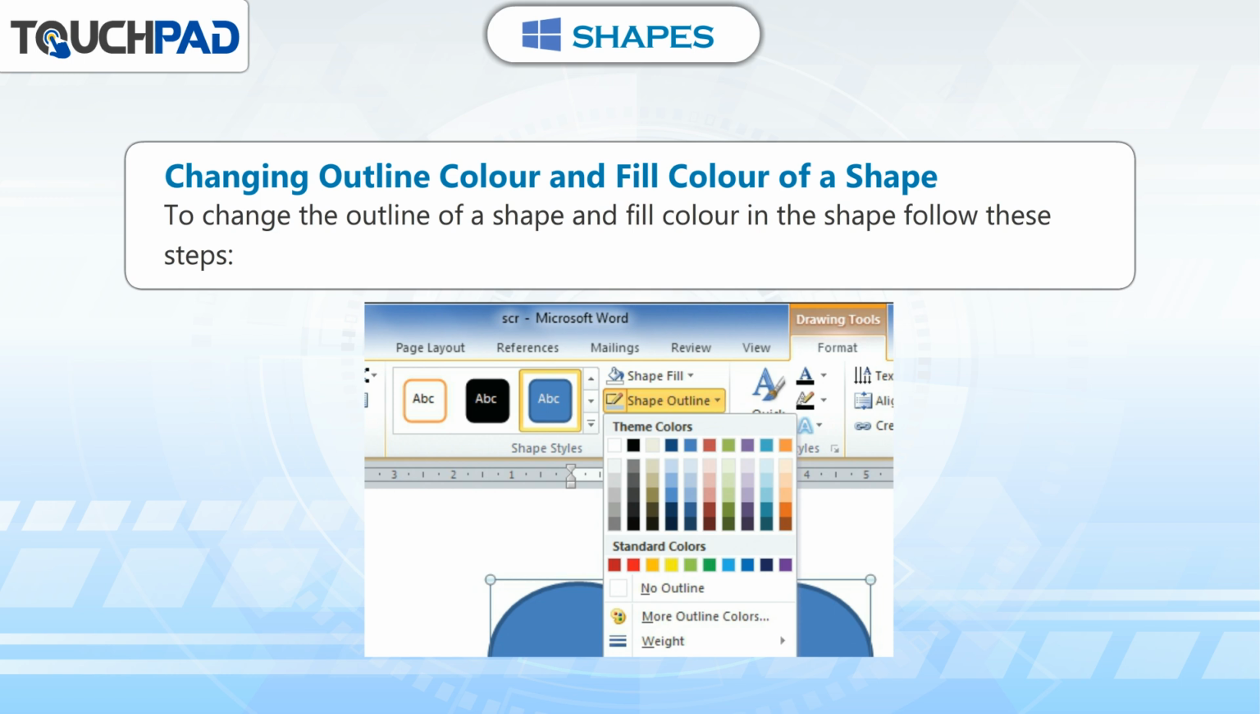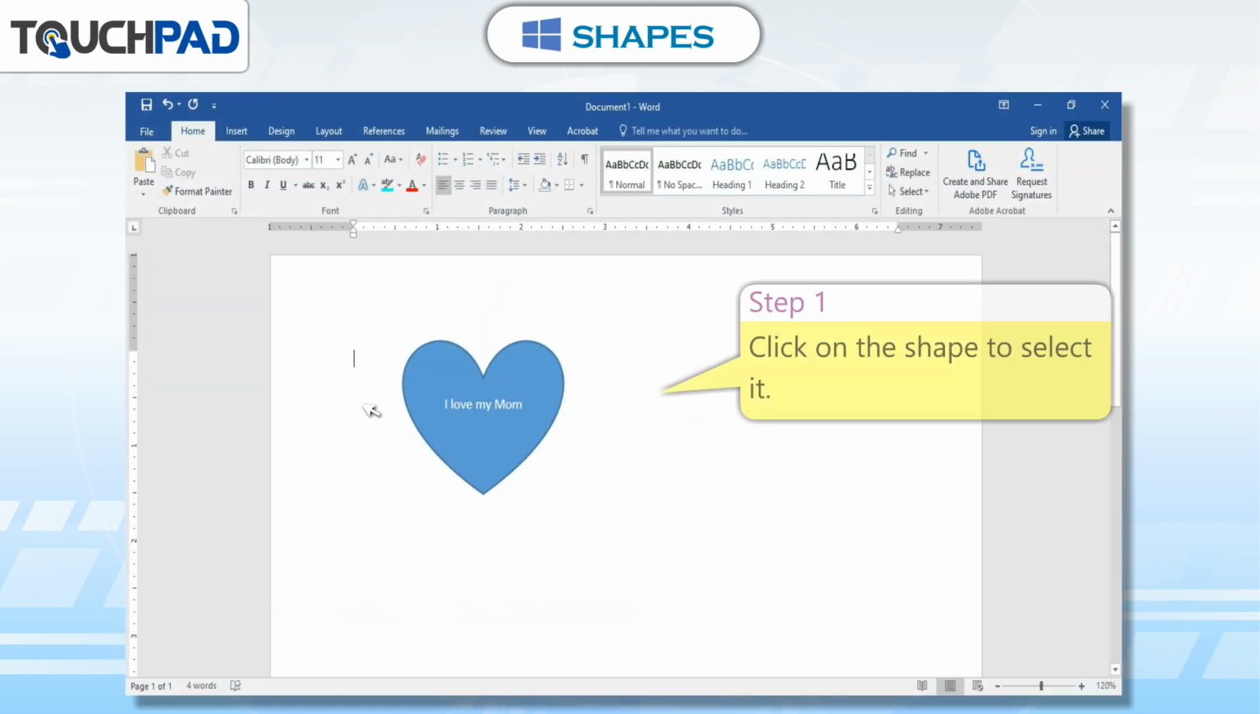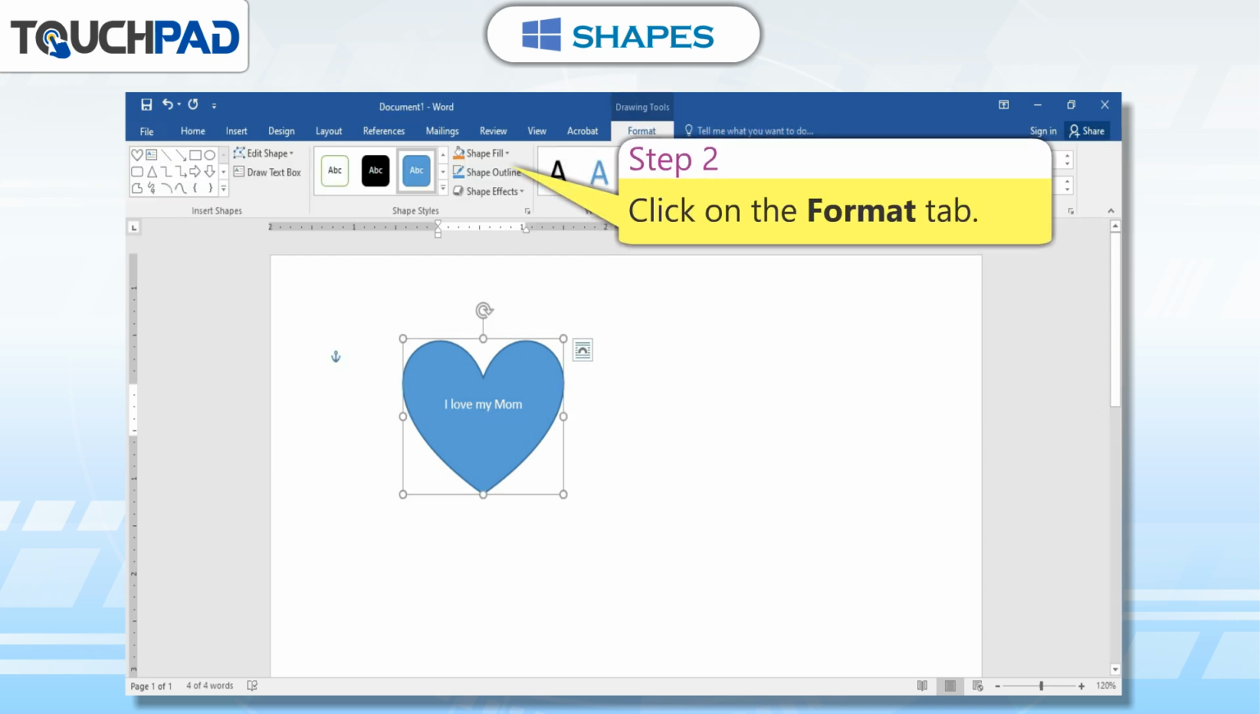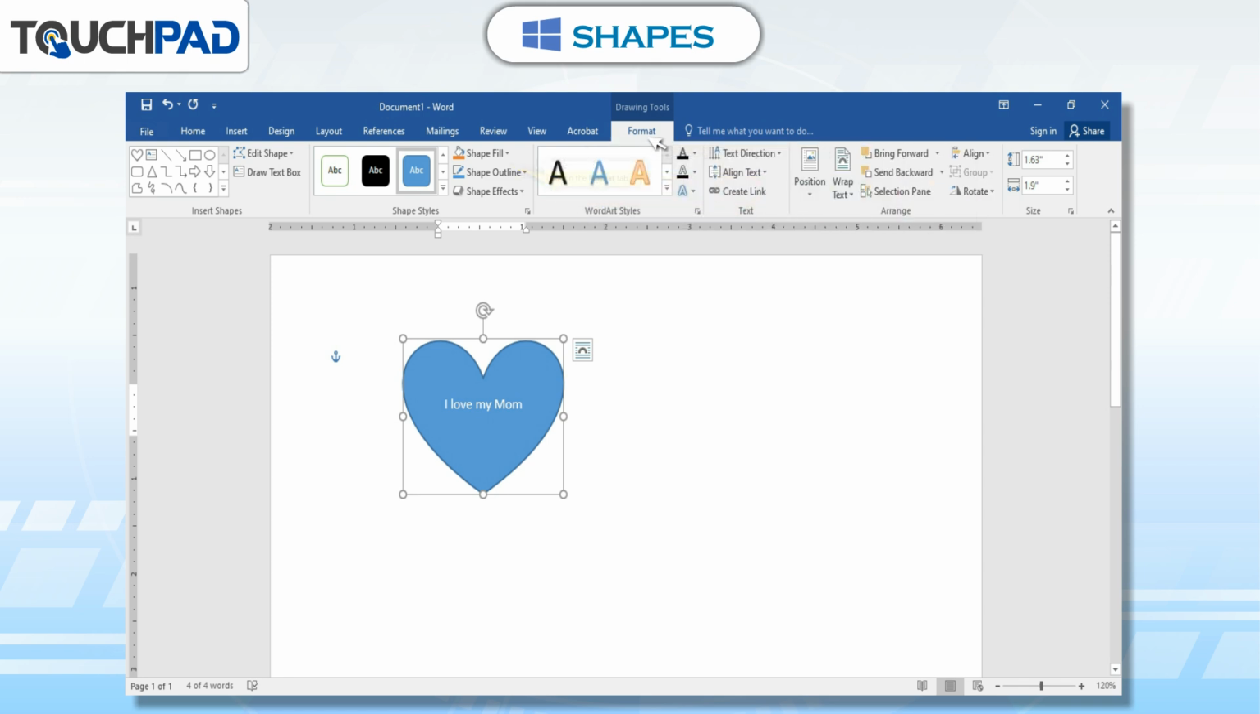Changing outline color and fill color of a shape. To change the outline of a shape and fill color in the shape, follow these steps. Step 1. Click on the shape to select it. Step 2. Click on the Format tab.